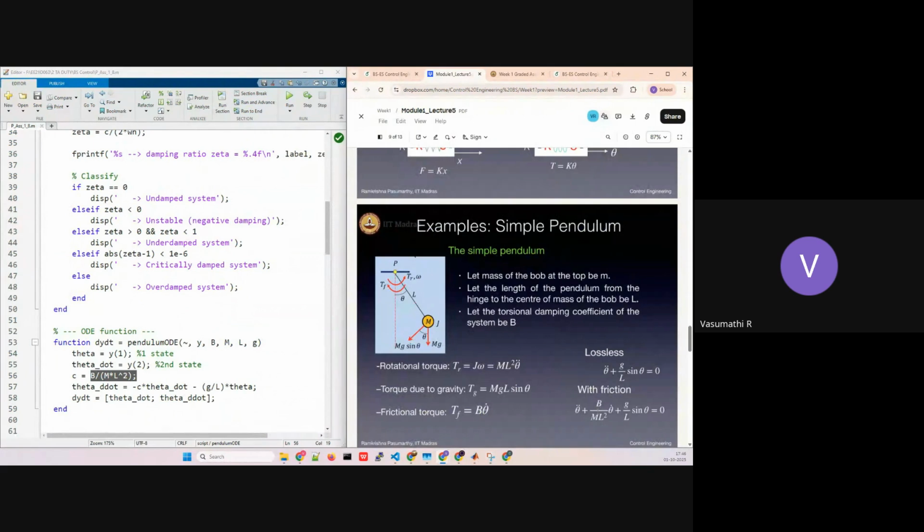So this is the last term. B by ml square is the last term I'm mentioning here as C, as a short notation. You can straight away write it here.